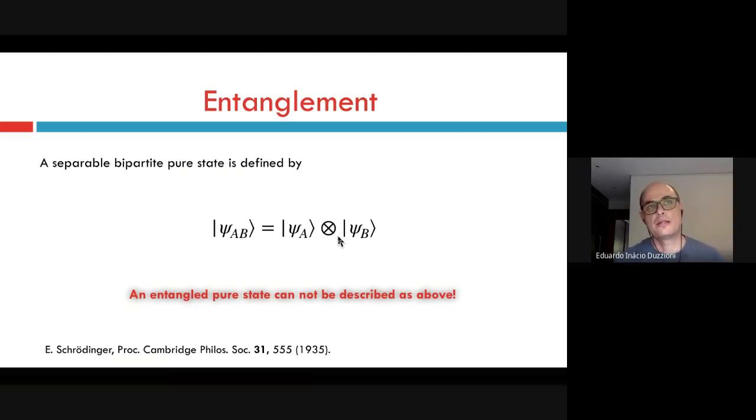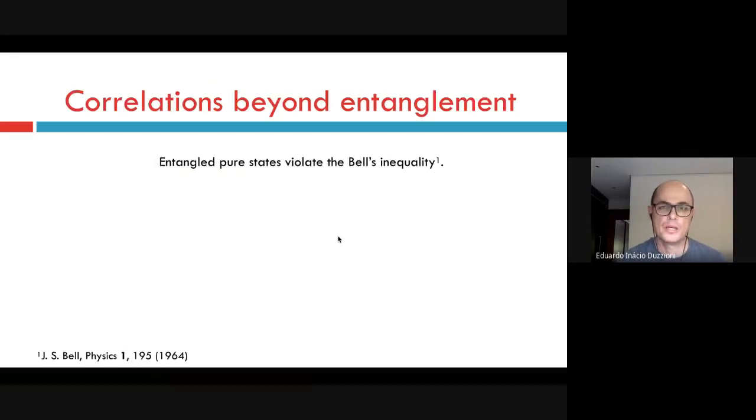I'm talking about entanglement because, as I mentioned before, entanglement was the first correlation that emerged in quantum mechanics, already in the beginning of quantum mechanics in 1935. But there are a lot of correlations beyond entanglement. For instance, in 1964, John Bell created a way to address the problem proposed by Einstein, Podolsky, and Rosen, and the mathematical formulation established that it's possible to create inequalities that are capable of deciding if a state is Bell correlated or not. If you have an entangled pure state, this state violates the Bell inequality.